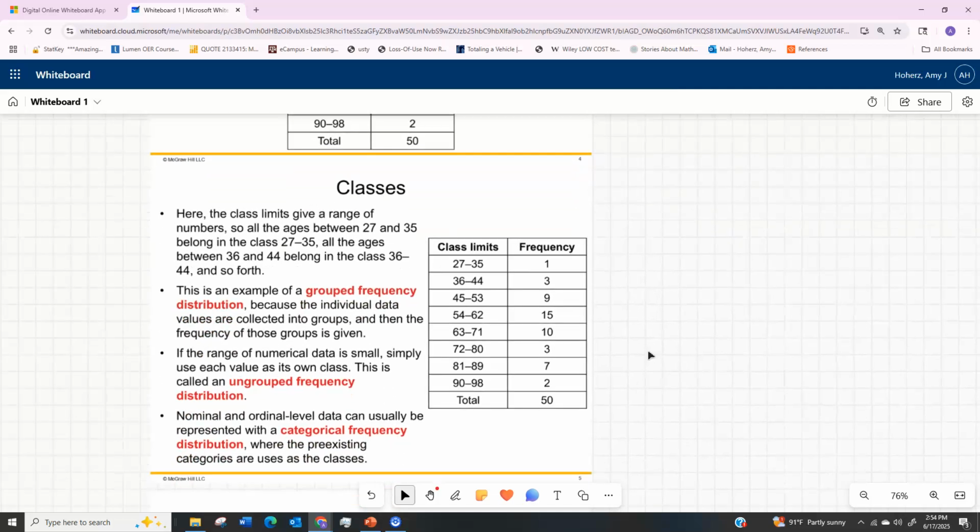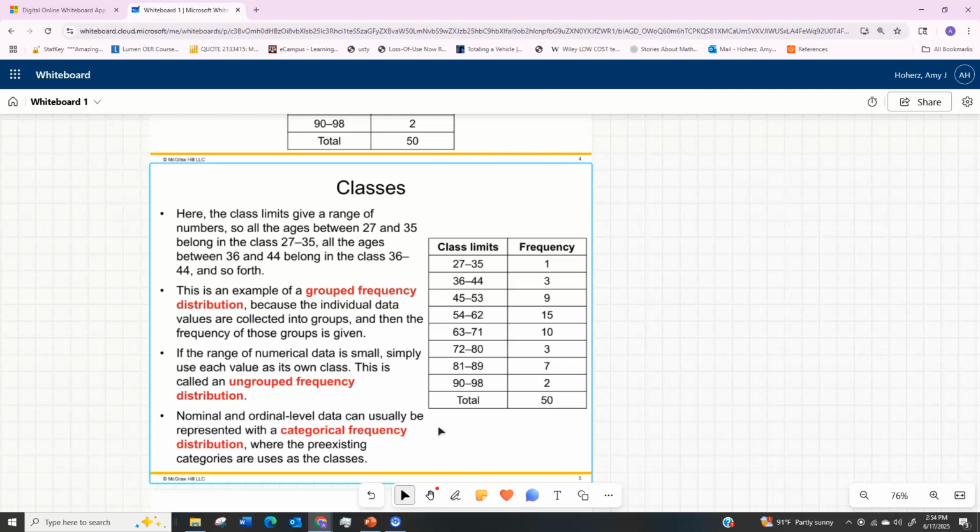Okay, so now it's going to discuss the classes. We've discussed a little bit of this already. The class limits give a range of numbers. So all the ages between 27 and 35 belong in the class 27 to 35. And then, of course, all the ages 36 to 44 belong in this class, and so on. This is what they call a grouped frequency distribution, because the individual data values are collected into those groups of classes. And then you just get the frequency.